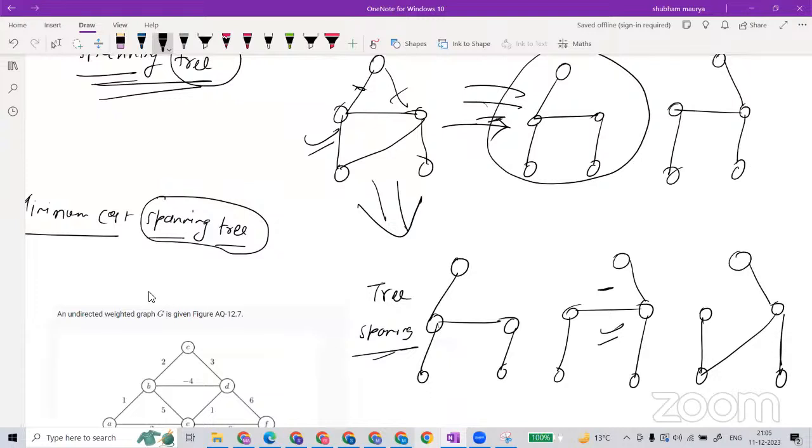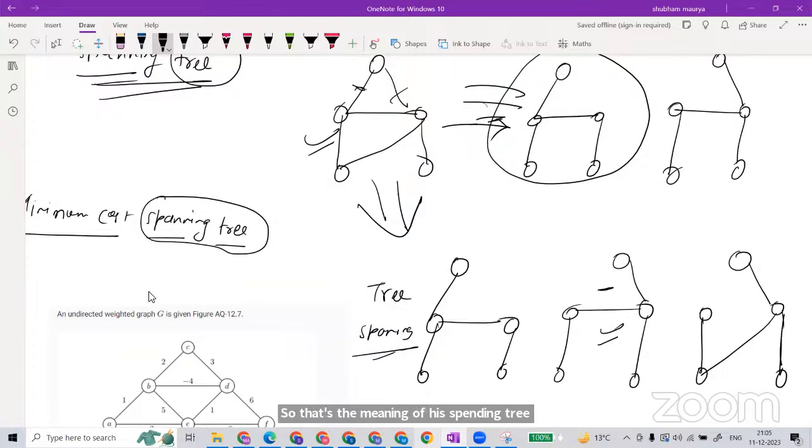This is another spanning tree. The number of vertices, if you count, is the same. The edges are whatever the connecting edges are, the same. Only some edges are not there, like this one and this one. Okay, so that's the meaning of spanning tree.